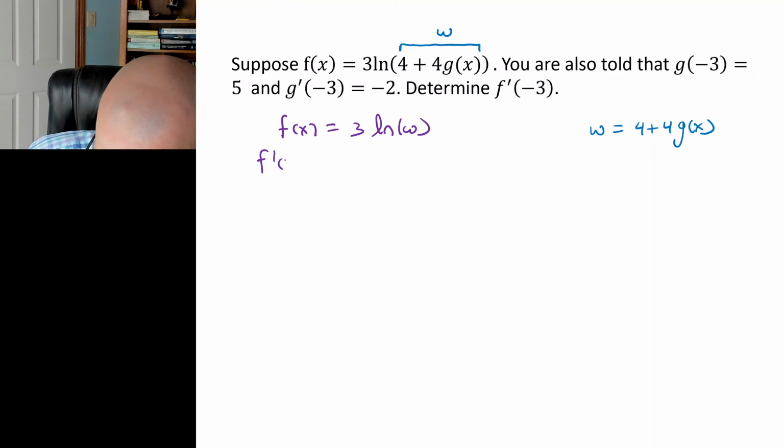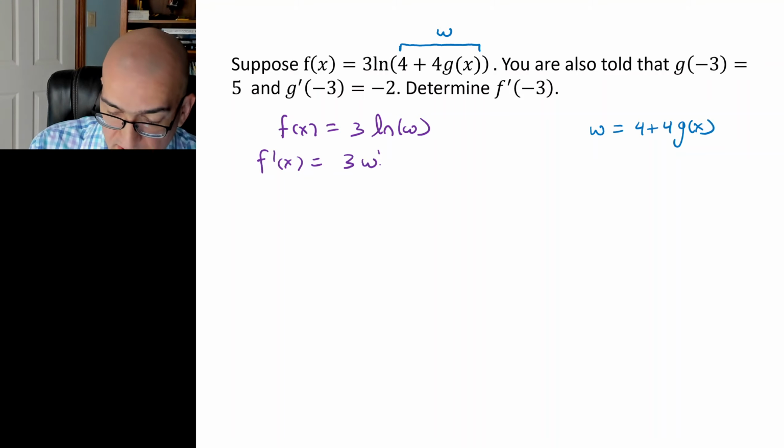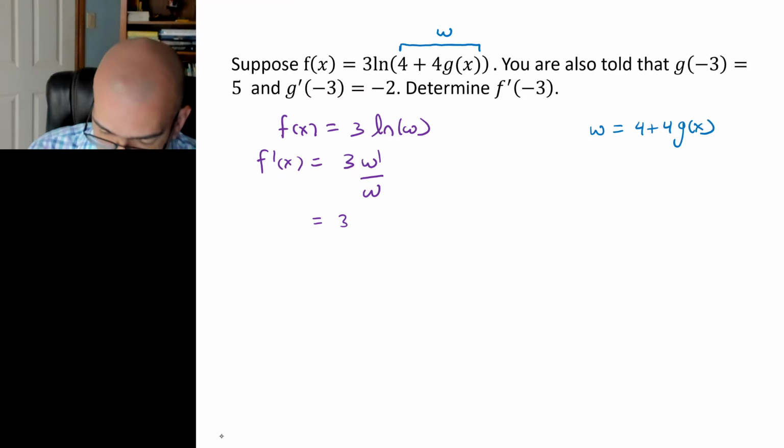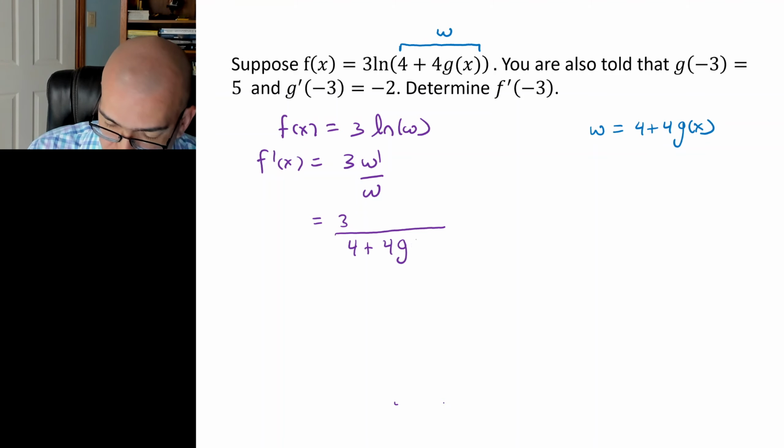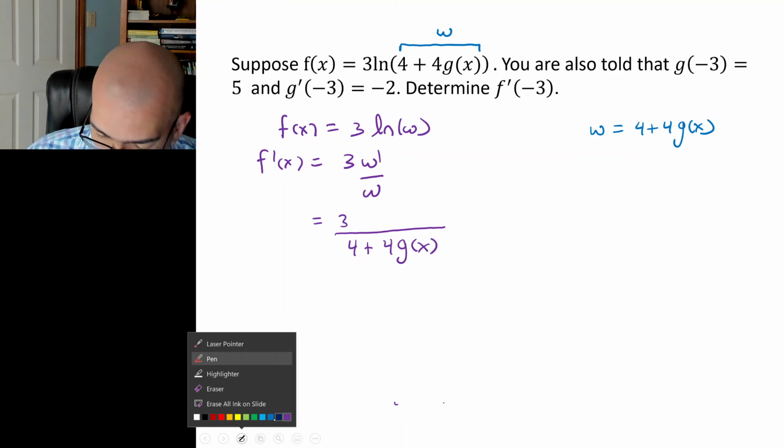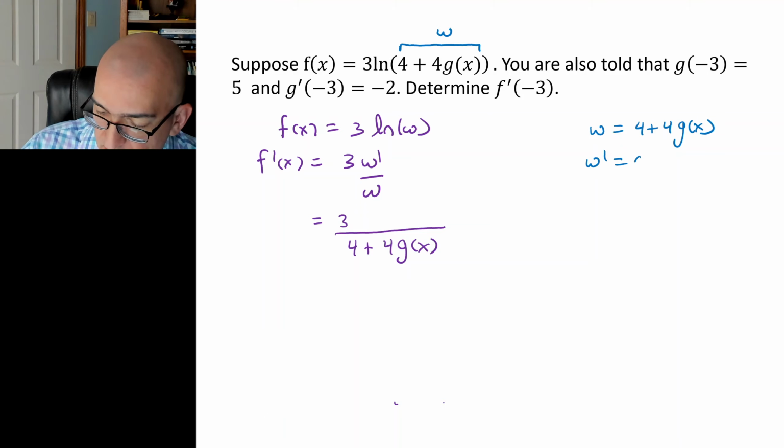When we take the derivative, the 3 outside multiplies the derivative of ln w, which is w prime over w, so it's just 3 w prime over w. Then we'll plug in what we have for that. W is 4 plus 4g of x. Let's find w prime. The derivative of 4 is 0. The derivative of 4g is 4g prime. So this is just 4g prime.